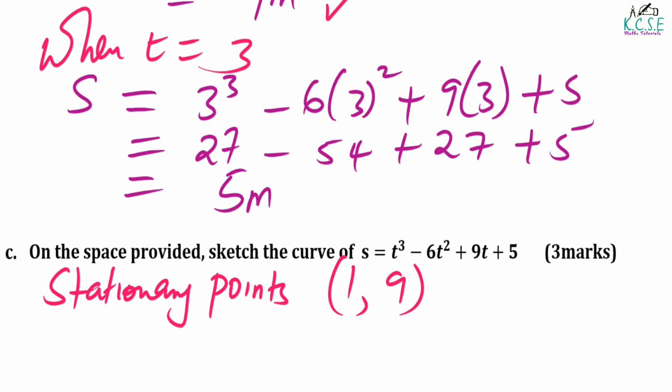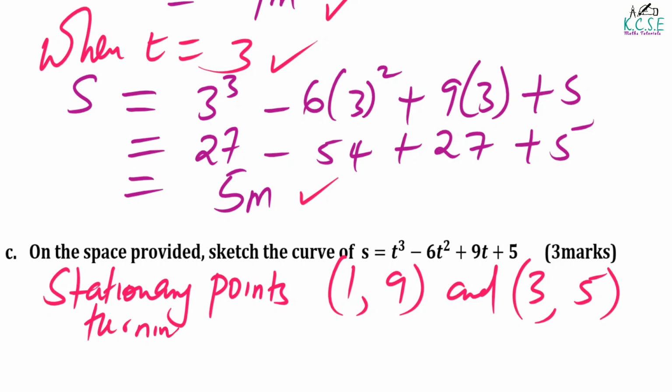We are going to use that to plot. And the other stationary point, when t was 3, the value of s was 5. So these are very important. Those are the stationary points, or in short you can call them the turning points of the curve. Now from there we need to have a sketch of how that curve will look.